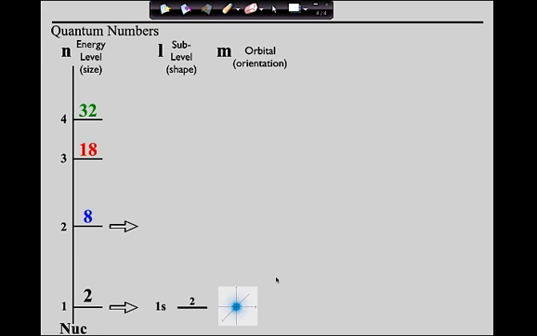Okay, here come the questions. Guys, follow the arrow to sublevels. Second energy level, how many sublevels? 2. What are they? S and P.